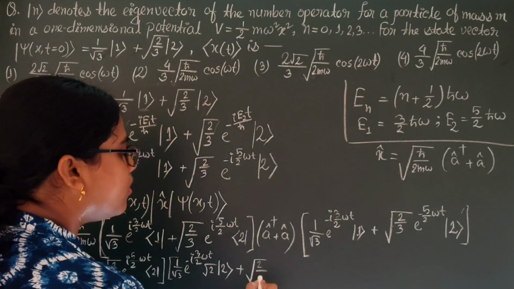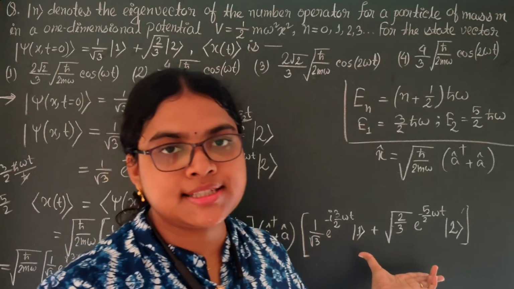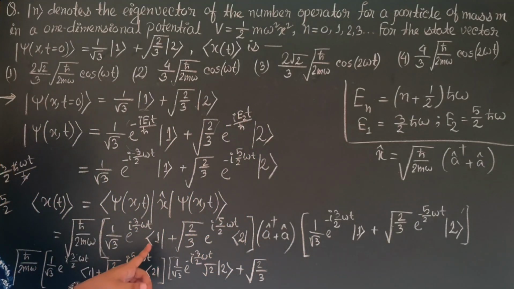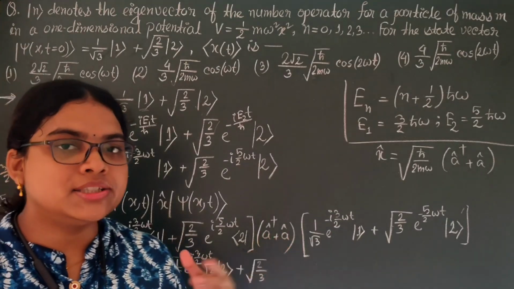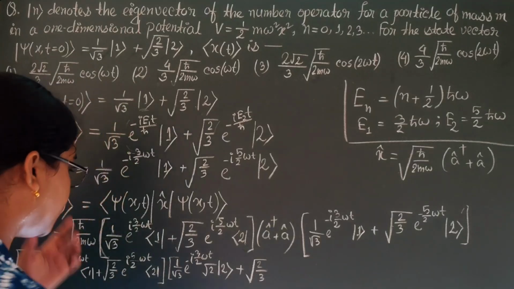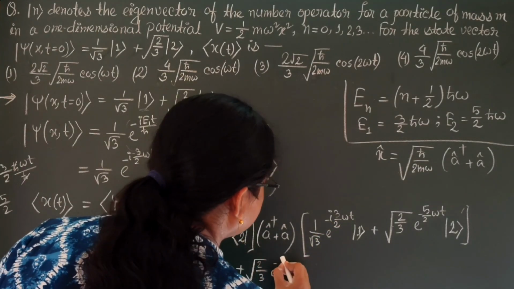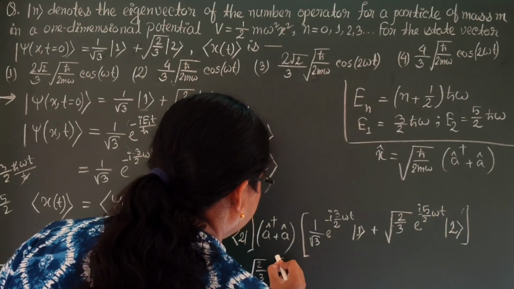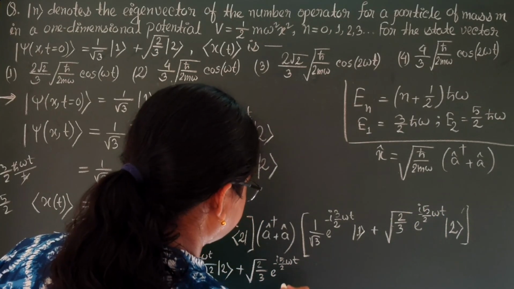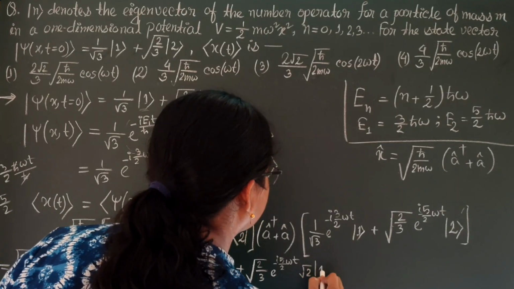You can write all 4 states, when a dagger plus a acts on these states, but as on the bra side there are only state 1 and state 2, that's why I only write state 2 and state 1 here. Okay, you can write all 4 terms. Then e to the power minus i 5 by 2 omega t and the state root 2 ket 1.